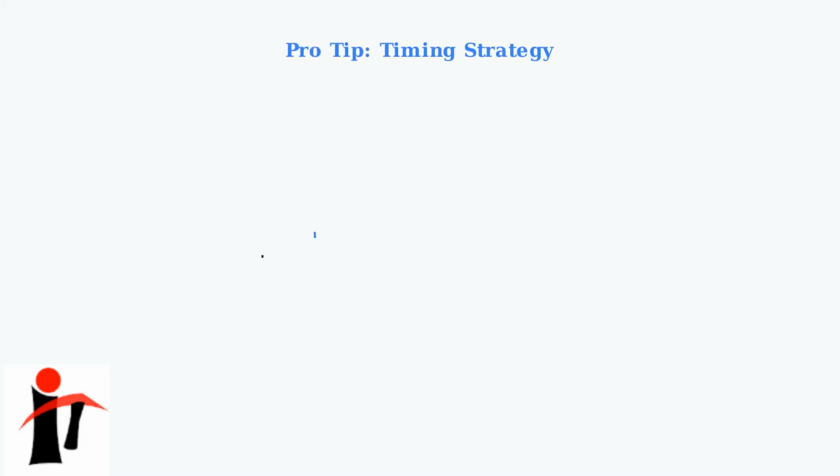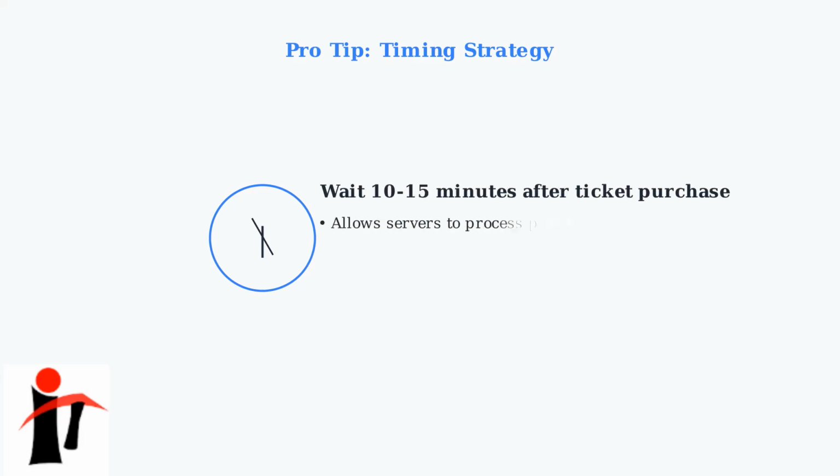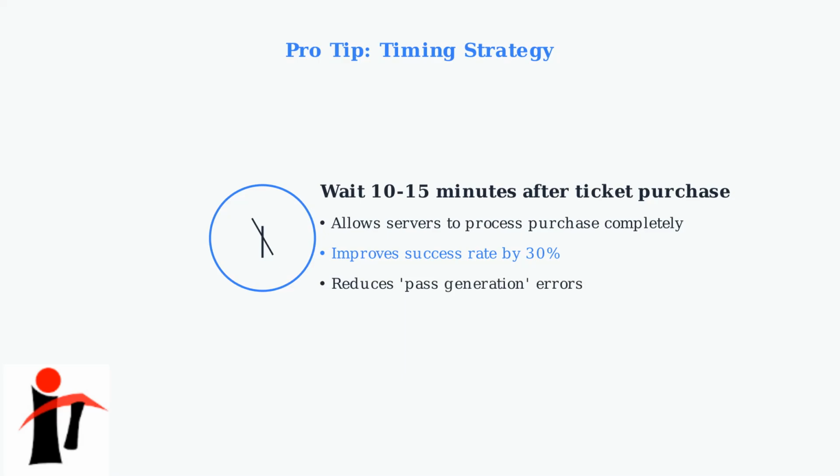Here's a crucial timing tip that significantly improves success rates. Wait 10 to 15 minutes after purchasing your ticket before attempting to add it to your wallet. Research shows that waiting improves success rates by 30%. This allows Ticketmaster's servers to fully process your purchase and generate the proper wallet pass data.